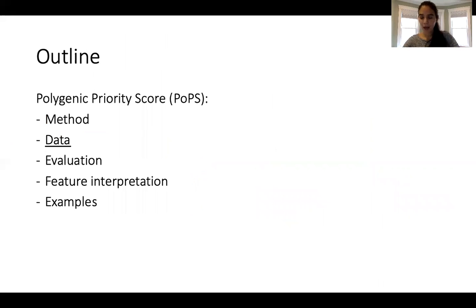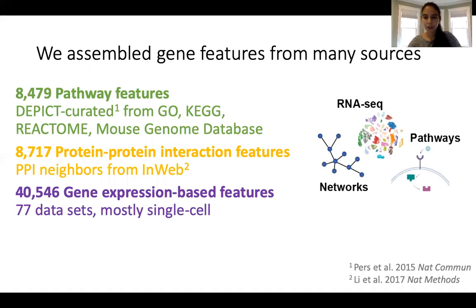So that's the method. We applied it using the following data. Our gene features we assembled from a number of different sources. For the pathway features, we took features that had been curated by a previous project called DEPICT, which curated pathways from GO, KEGG, and Reactome, and there's also a bunch of mouse phenotype gene features. We then also took the protein-protein interaction network InWeb, and as I described earlier, we created features from this network just by making every gene's neighborhood a single feature.